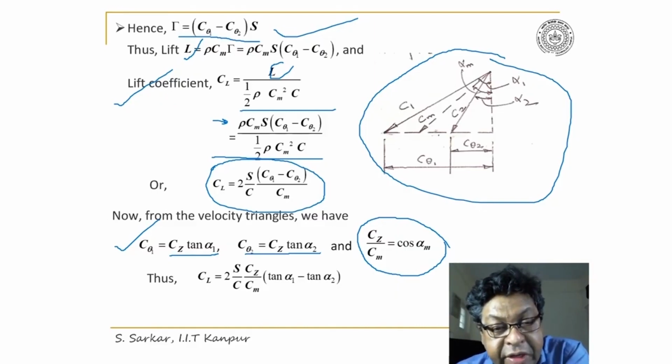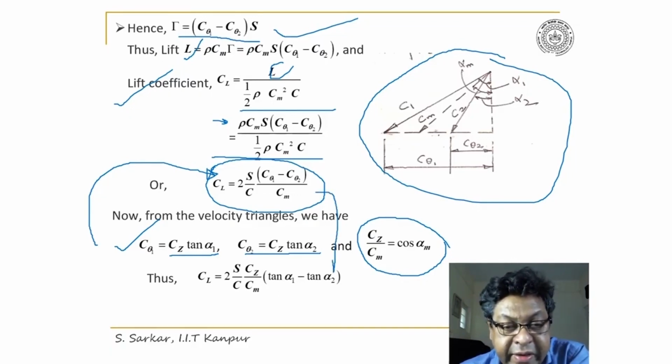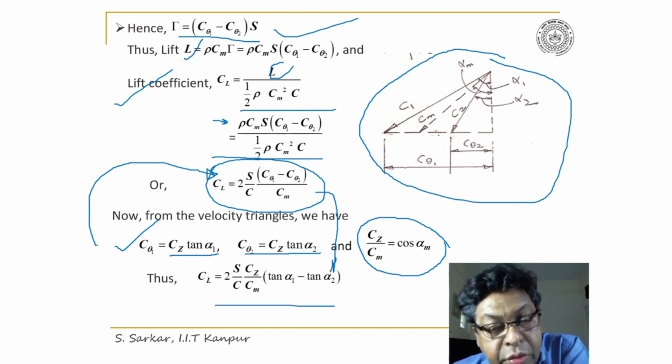Put the value of c theta 1, c theta 2, Cm in this expression, and you will then get Cl is equal to twice S by C, Cz by Cm, into within bracket tan alpha 1 minus tan alpha 2.